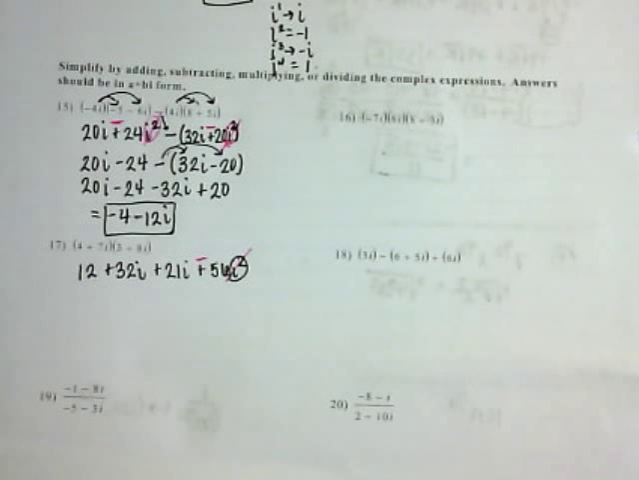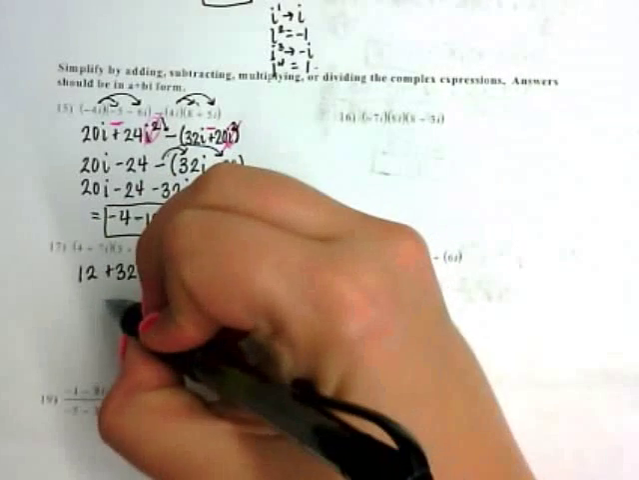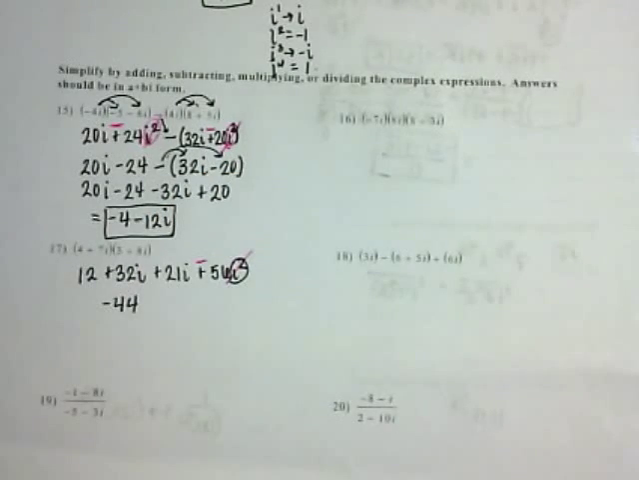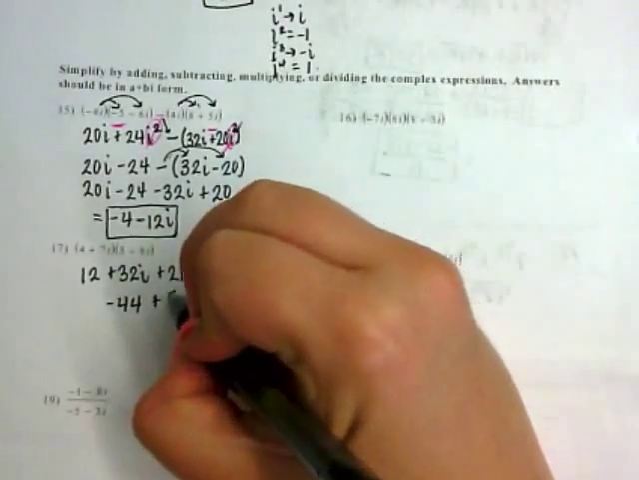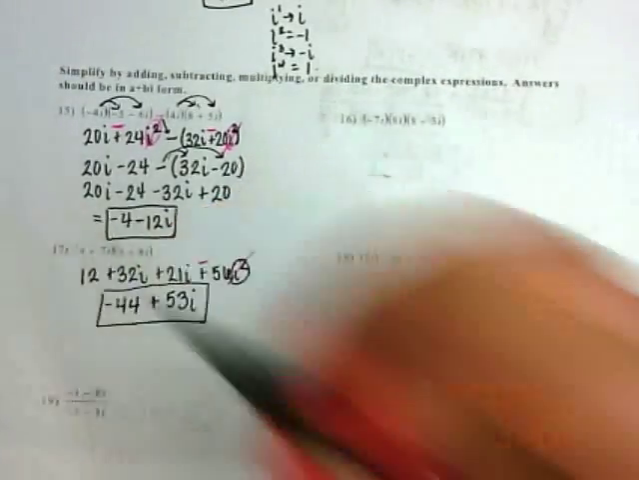All right, 12 minus 56 is going to be our real terms. And 32i and 21i are going to be our imaginary terms. I'm going to give you a second to add those together. All right, so 12 minus 56 is negative 44, and 32 plus 21 is our 53i. So real with real, imaginary with imaginary.